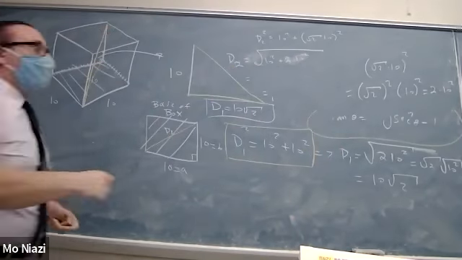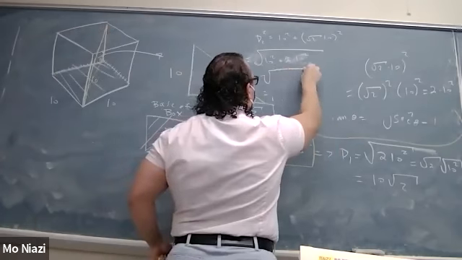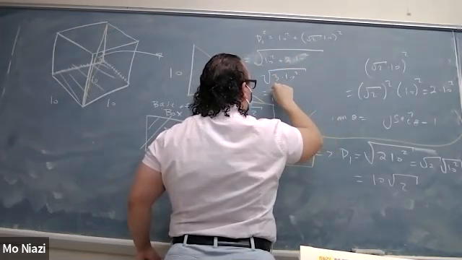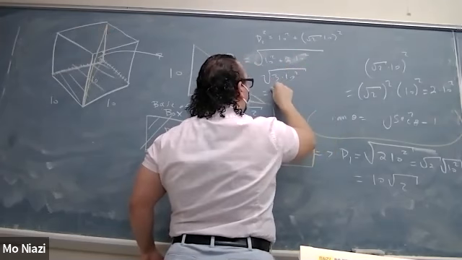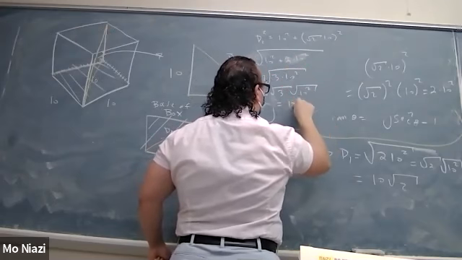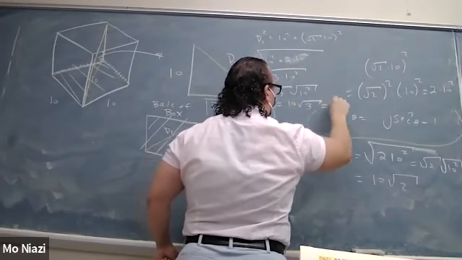So then the steps, again, it's what I erased. This becomes 3 times 10 squared. Square root, this becomes square root of 3, square root of 10 squared. But then that just becomes 10 square root of 3. And that's your D2.